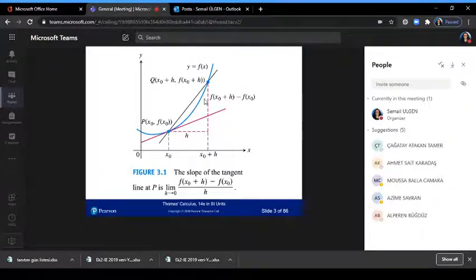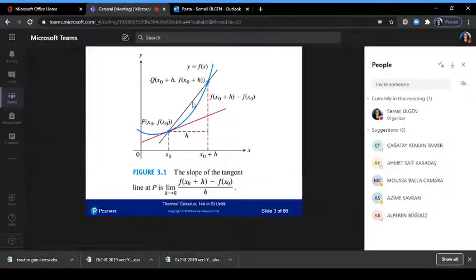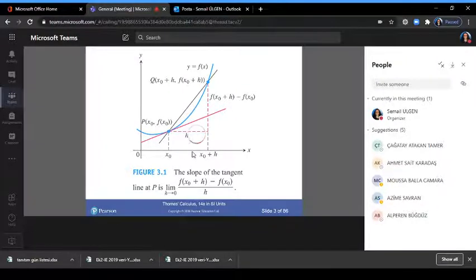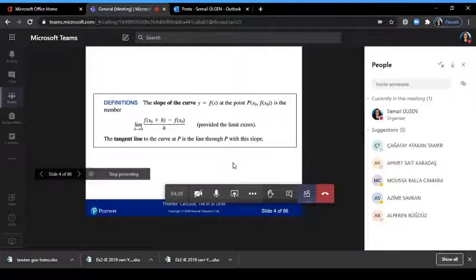But we take the limit as h goes to 0. The reason is we are thinking about infinitely many secant lines here, and each time we are getting closer and closer to P, and you just take the limit of the slopes as h goes to 0. h goes to 0 means x0 plus h is going to get close to x0, right? And this is the formulation of the slope of the tangent line at the point P. Okay? Good. So this picture is really useful. If you understand this picture, you are good to go.